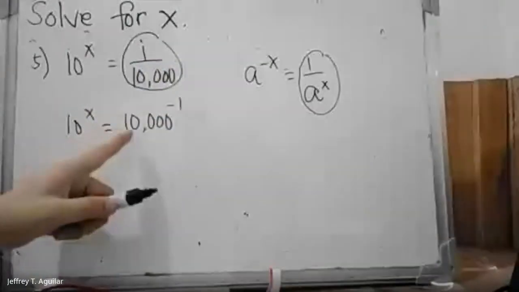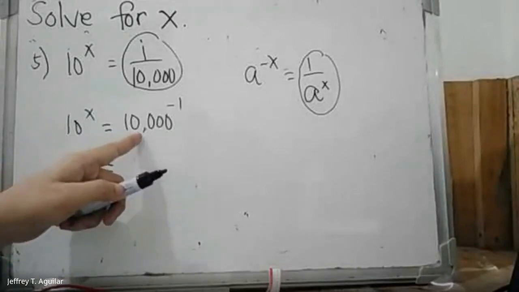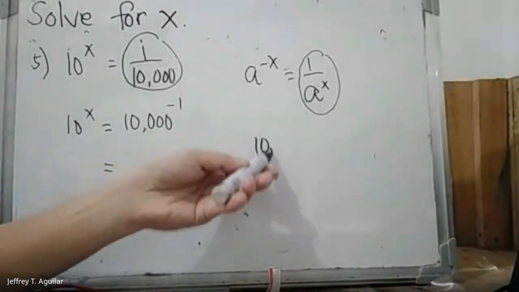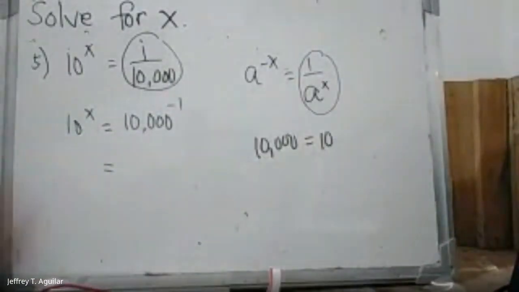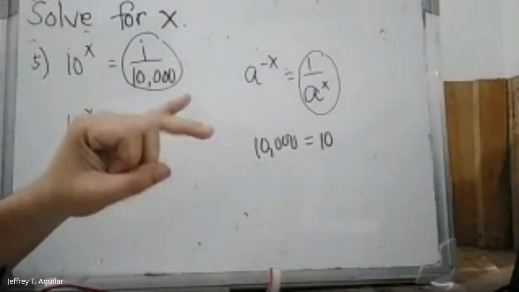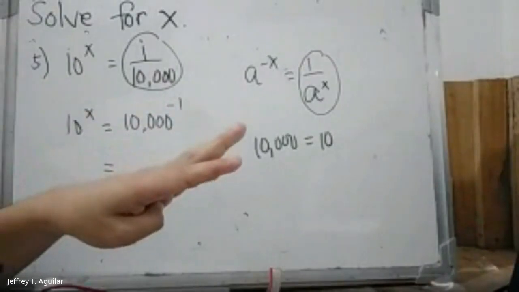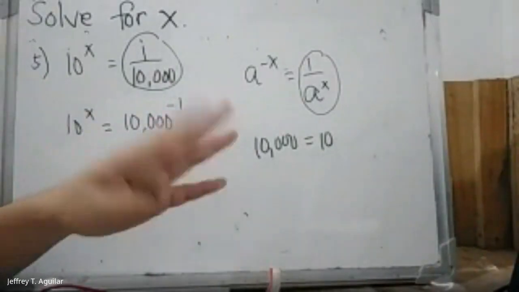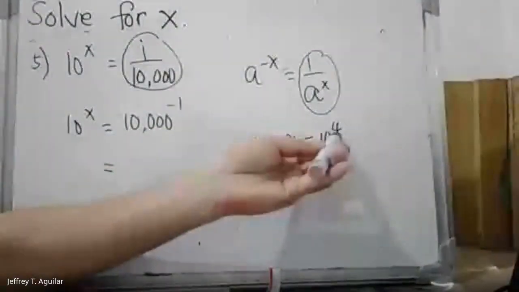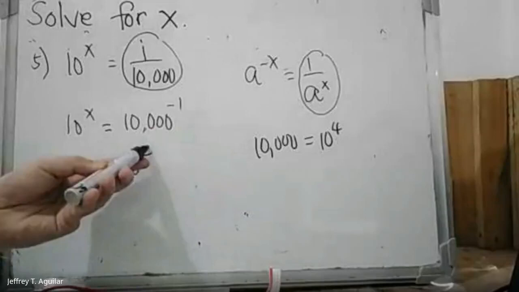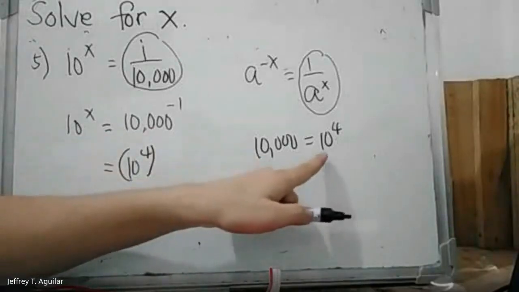Why are we doing it like this? So that our base will become 10,000, and 10,000 can be written with a base of 10. 10 times 10, 100 times 10, that's 1,000. Times 10, that would be 10,000. So 10 raised to the power of 4. So this will become 10 raised to the power of 4. 10,000 is being replaced with 10 to the fourth.